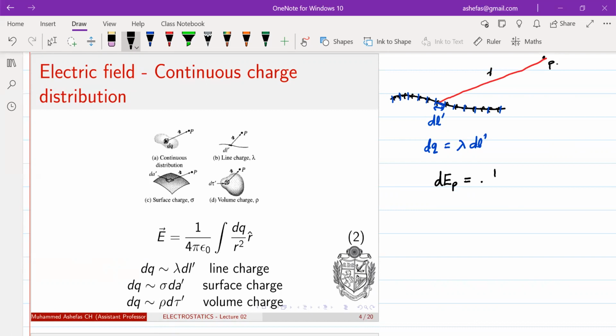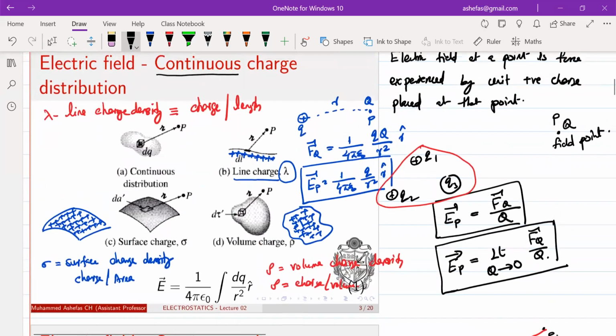This can be written as 1 by 4 pi epsilon 0 dq by r square. Because for practical purposes, this infinitesimal length or infinitesimal amount of line charge can be treated as a point charge. So this dq, the small charge dq, can be treated as a point charge, and therefore the electric field produced by it can be written as 1 by 4 pi epsilon 0 dq by r square. So it is like the electric field produced by a point charge at point P.